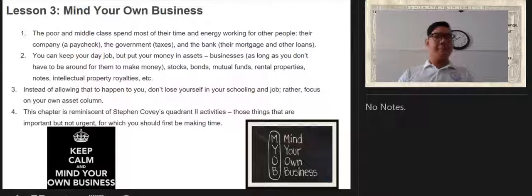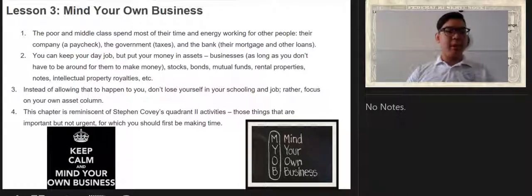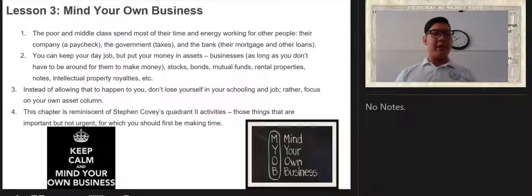Lesson 3, mind your own business. The poor and middle classes spend most of their time and energy working for other people: their company, the government, and the bank. Second, you can keep your day job, but put your money in assets for the business, as long as you don't have to be around for them to make money.